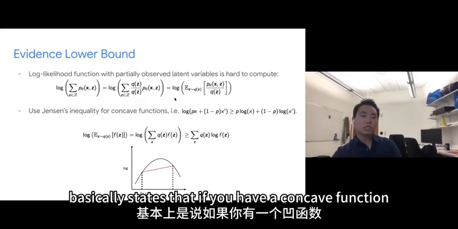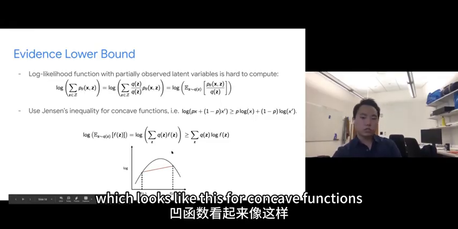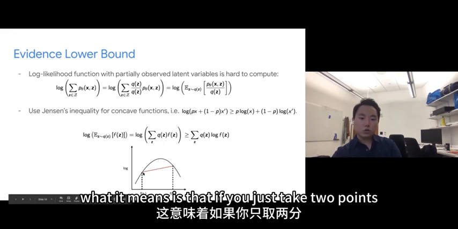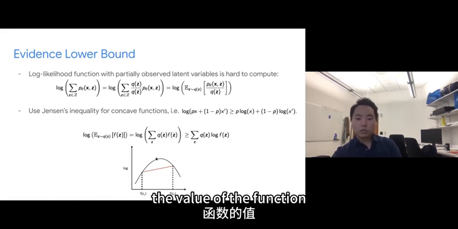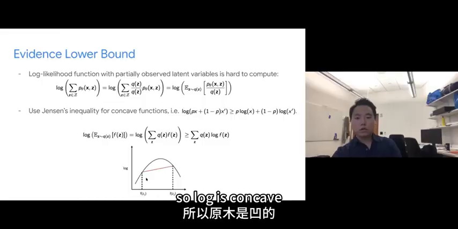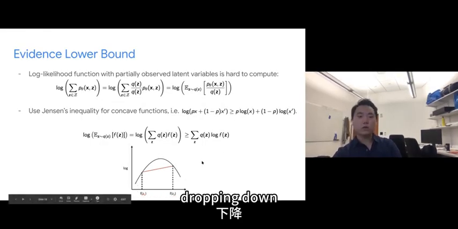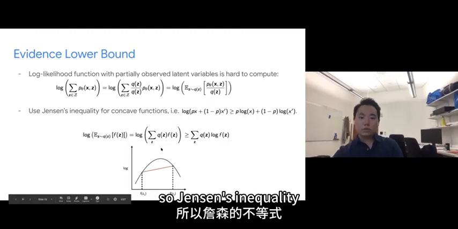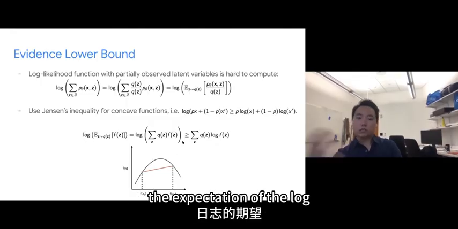Jensen's inequality basically states that if you have a concave function, which looks like this. For concave functions, what it means is that if you take 2 points and draw a line between them, the value of the function lies above that of the line. Log is concave because log essentially looks like this without it dropping down. So Jensen's inequality states that for a concave function, log of the expectation is at least the expectation of the log.